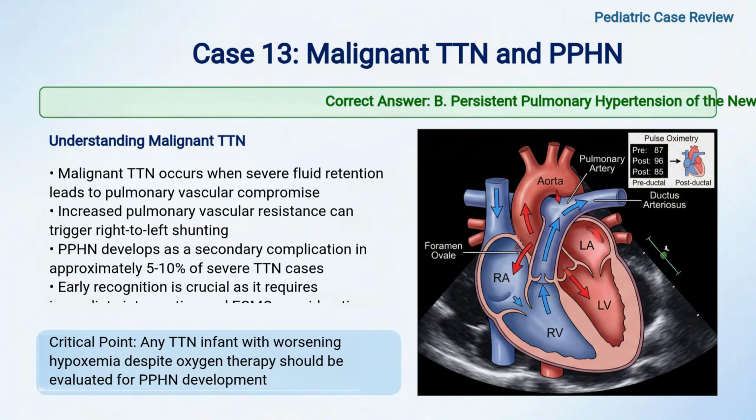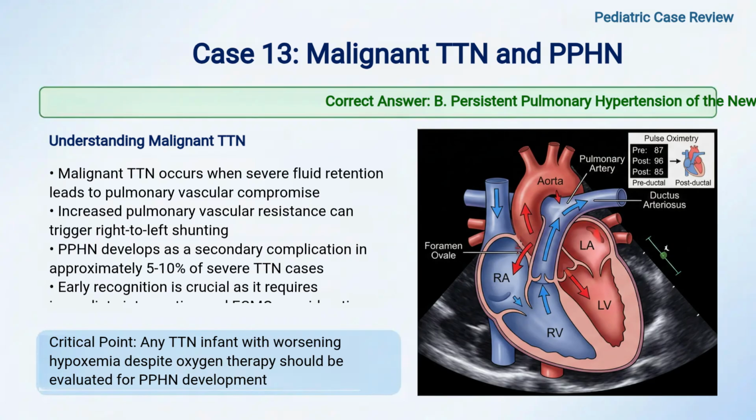This case illustrates the serious complication known as malignant transient tachypnea of the newborn. This occurs when severe fluid retention leads to pulmonary vascular compromise. The increased pulmonary vascular resistance triggers right-to-left shunting through fetal channels, exactly as discussed in the persistent pulmonary hypertension of the newborn lecture. This serious complication develops in approximately 5 to 10% of severe transient tachypnea of the newborn cases and requires immediate intervention, including consideration of inhaled nitric oxide and extracorporeal membrane oxygenation.